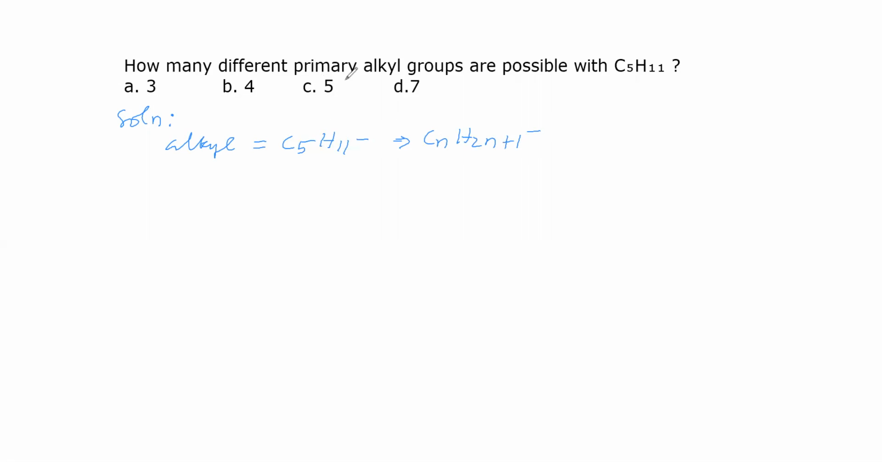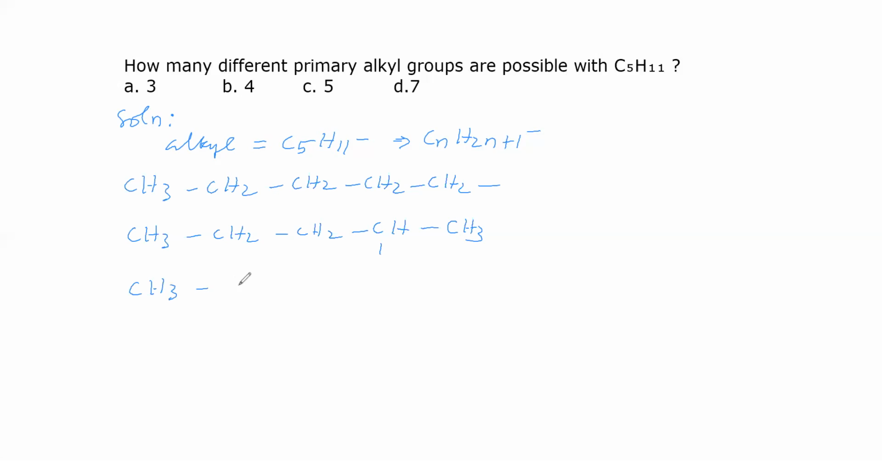In this, what we have to find is primary alkyl groups. So now we will write what are the possible alkyl groups for C5H11. One alkyl group is CH3, CH2, CH2, CH2, CH2. Next, the unsaturation position will change. We write the unsaturation position at the second carbon. Next, we write the unsaturation position at the third carbon.